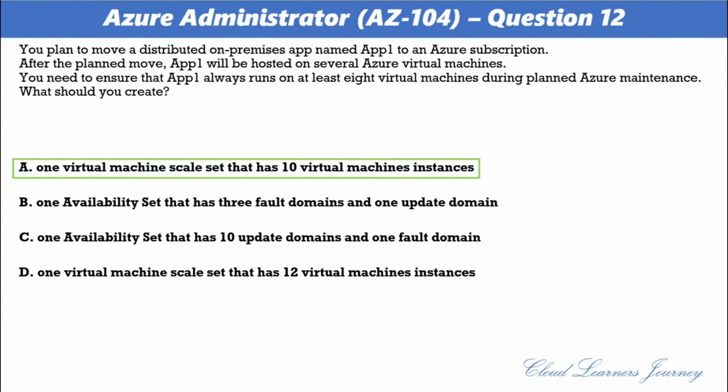By default, Azure uses 5 update domains and up to 3 fault domains. So in case you created 10 VMs in the scale set, then you will have 2 VMs in each update domain. So once one update domain is not available, you still get 4 domains with 8 VMs as required.